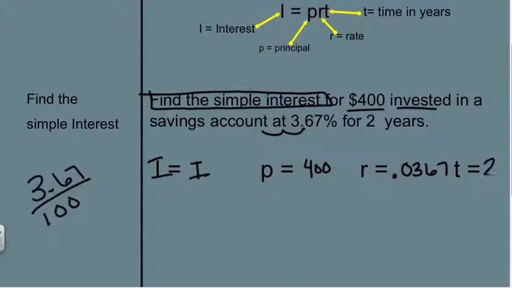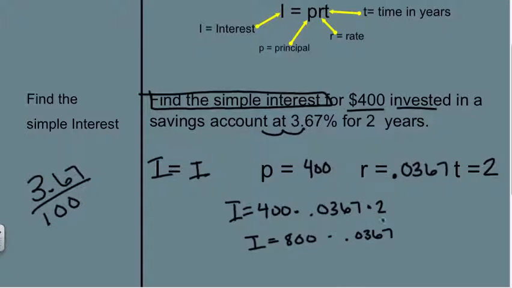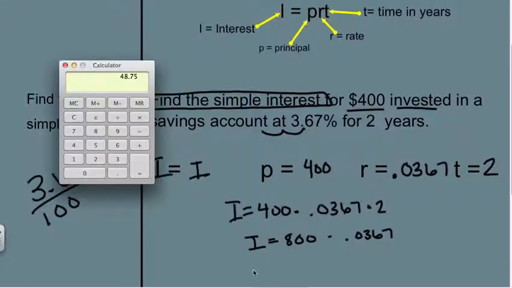Time is 2 years. So now I have interest equals 400 times 0.0367 times 2. So I equals 800 times 0.0367. Why am I able to do that? Remember the commutative property? I can move them back and forth for the commutative property.